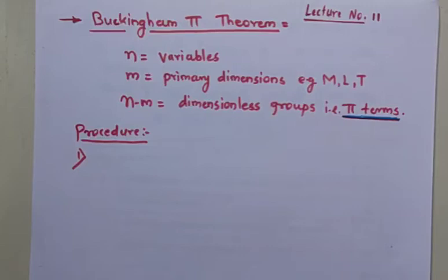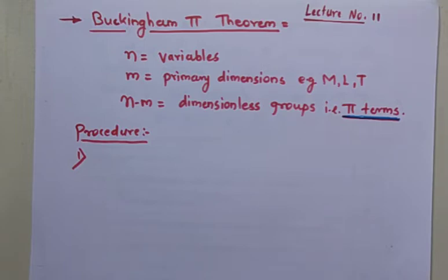Hello friends, this is my lecture number 11 on unit number 5. In this lecture, we are going to learn how Buckingham Pi theorem is applied to carry out dimensional analysis. That means here we are going to check dimensional homogeneity between the variables of a given phenomenon or equation.